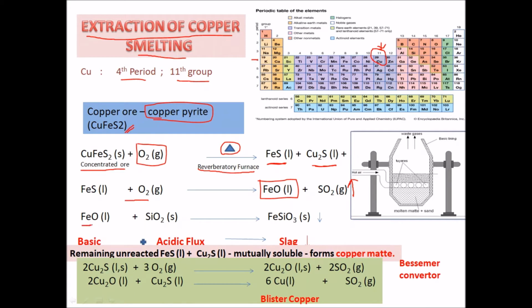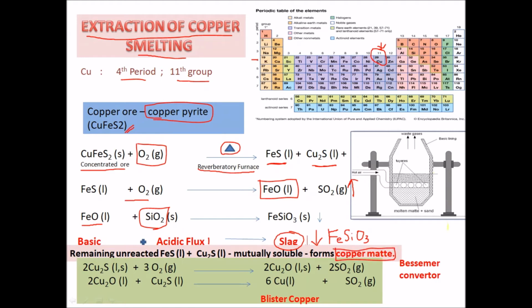FeO, which is basic in nature, reacts with SiO2, which is the acidic flux that is present, and it forms the slag FeSiO3, which can be removed. The remaining unreacted FeS and copper sulfide Cu2S are present in the mutually soluble form, and this is called copper matte.